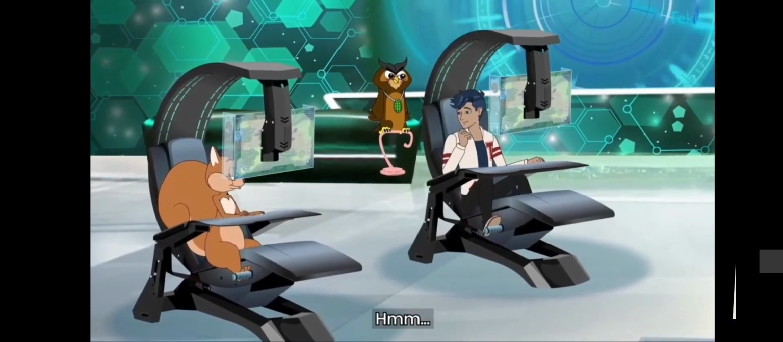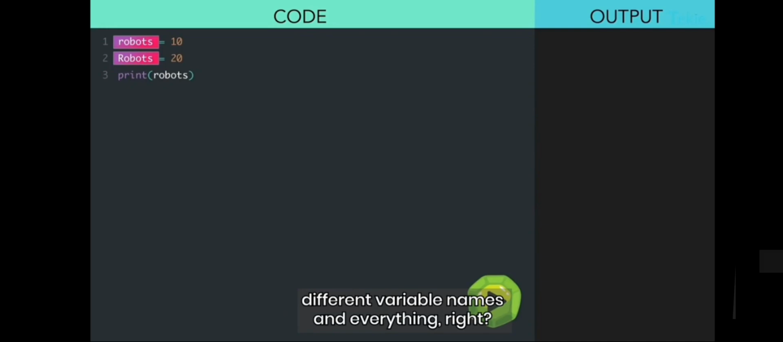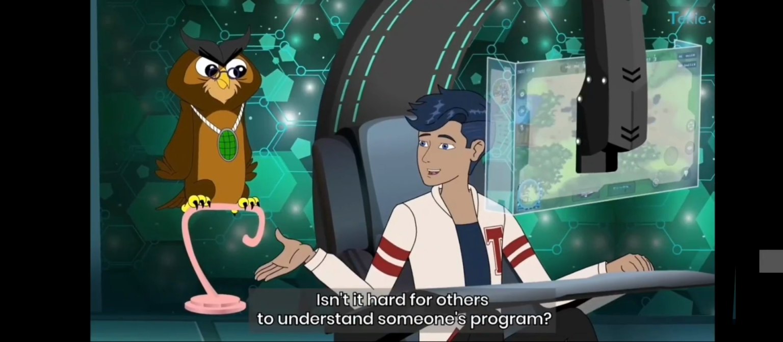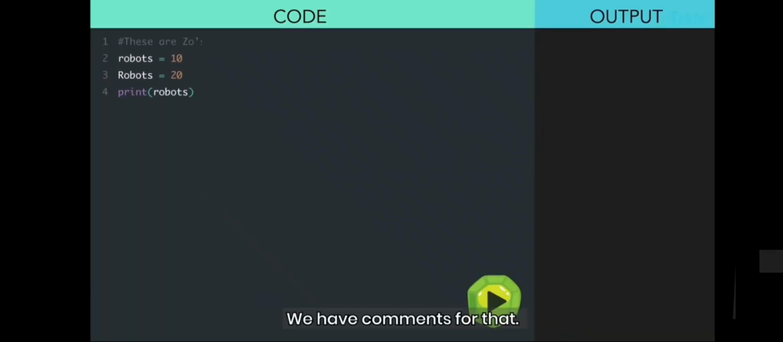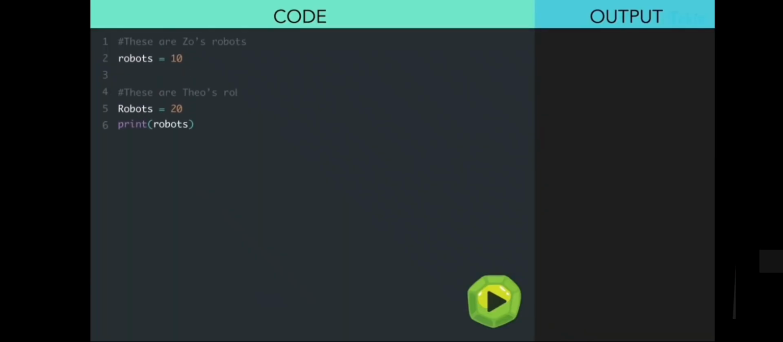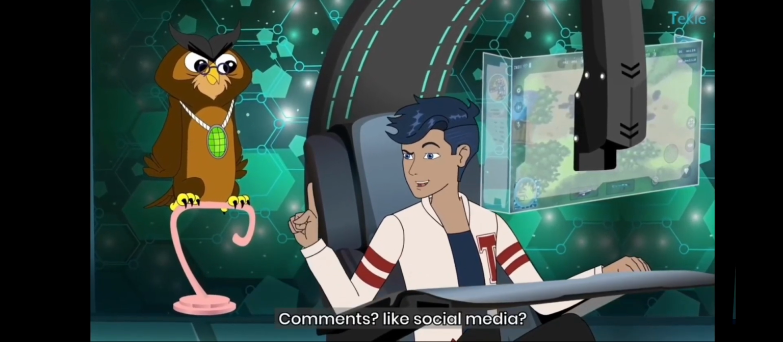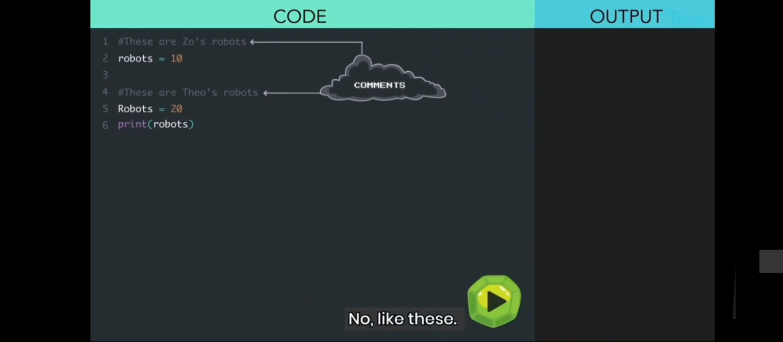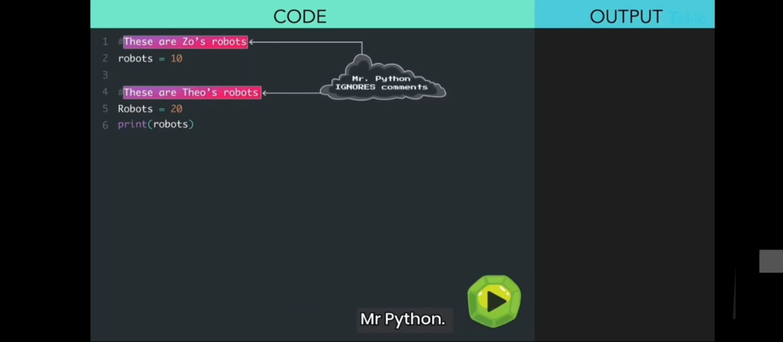Awesome. I was wondering, you all use different variable names and everything, right? Uh-huh. Isn't it hard for others to understand someone's program? We have comments for that. Comments? Like social media? No, like these. Everything that's written after the hash is ignored by Mr. Python. He knows that it's for us to understand the program easily.